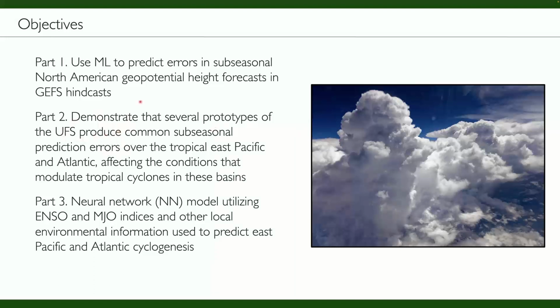The second part is going to look at boreal summer. We're going to look at several prototypes of the UFS that show common subseasonal prediction errors over the tropical East Pacific and Atlantic, and show that these errors lead to errors in cyclogenesis prediction in these basins. And then if I have any time, I'll talk about some of the statistical modeling we've been doing to look at how neural networks might be used to predict Eastern Pacific and Atlantic cyclogenesis.